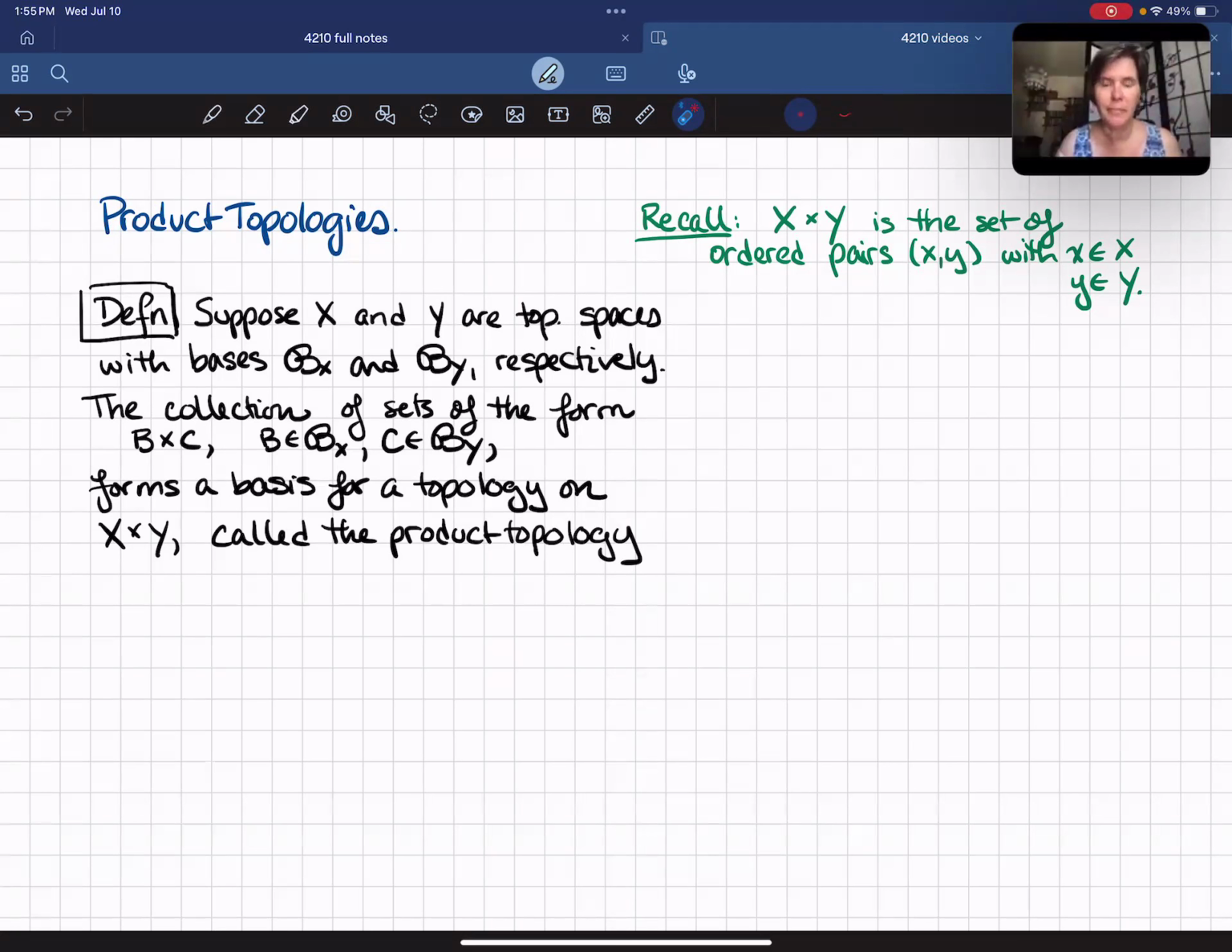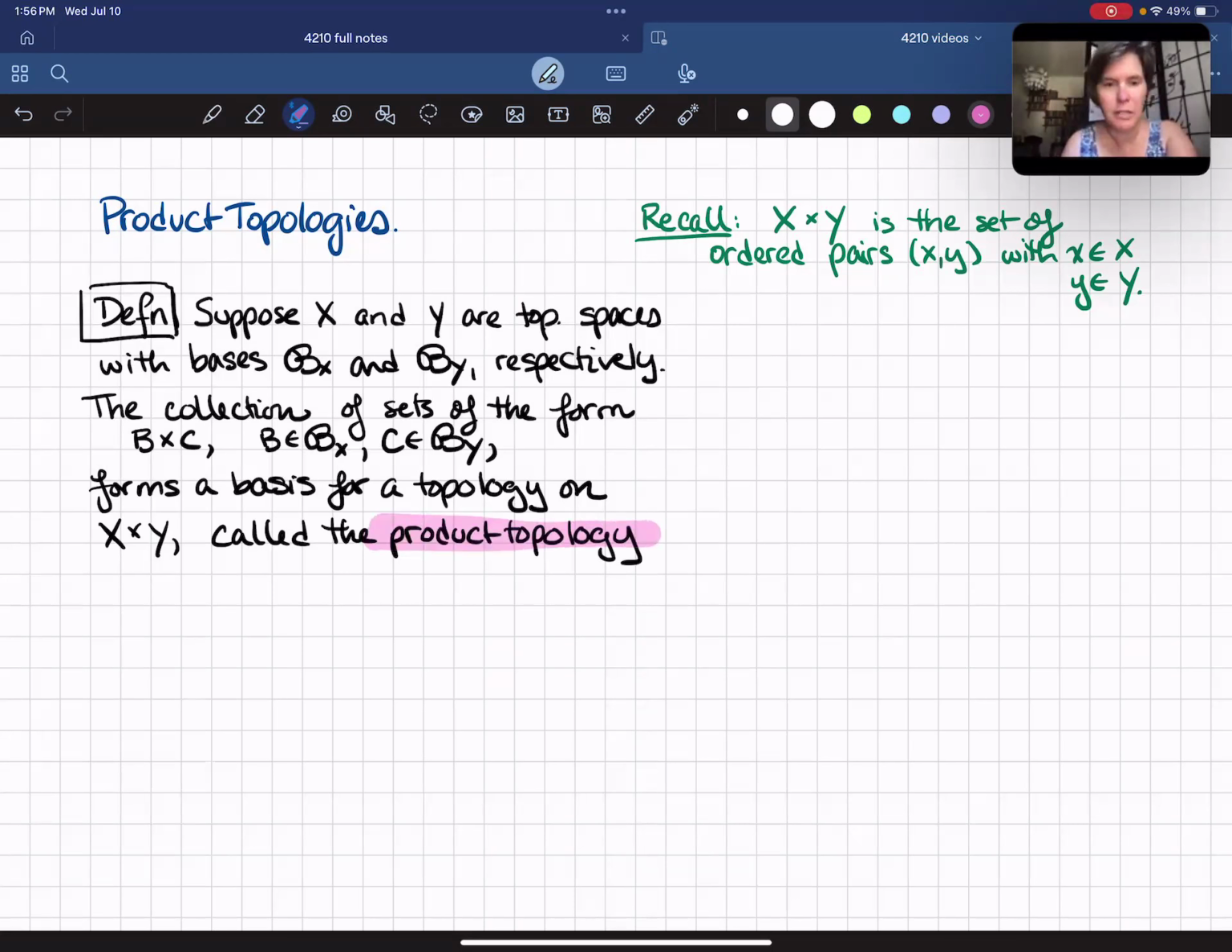Okay, so the product topology. Let's say you have two topological spaces and they have basic open sets given by cursive B sub X and cursive B sub Y. Or it could happen that the basis you're looking at is actually the whole topology. That's okay too. So if you take the collection of sets of the form B cross C, where B is a basic open set for X and C is a basic open set for Y, then that forms a basis for a topology on X cross Y, which is called the product topology.